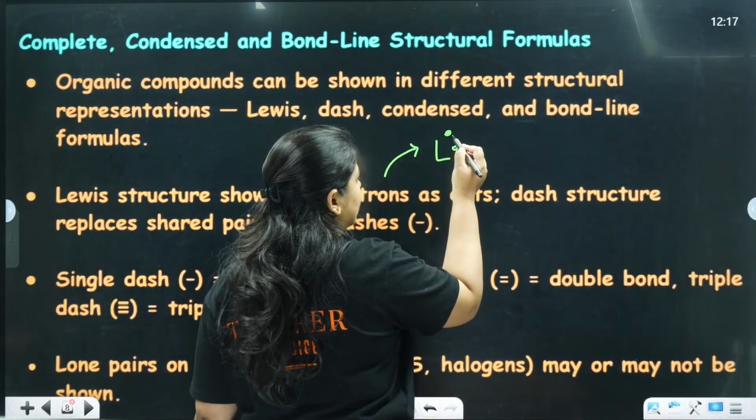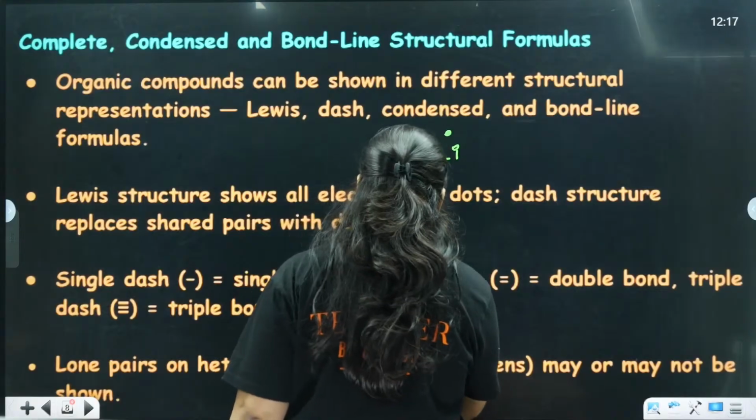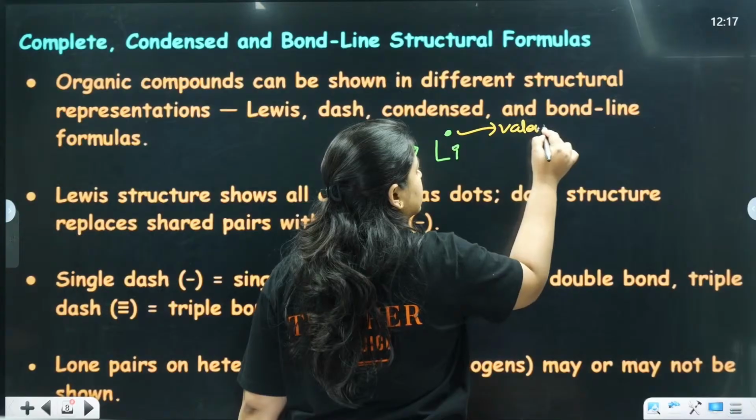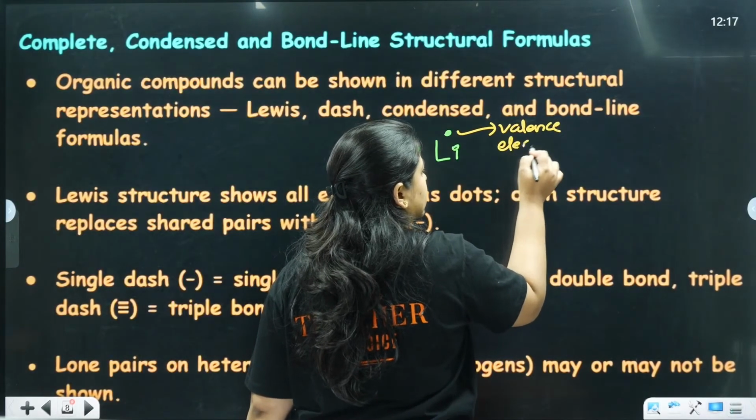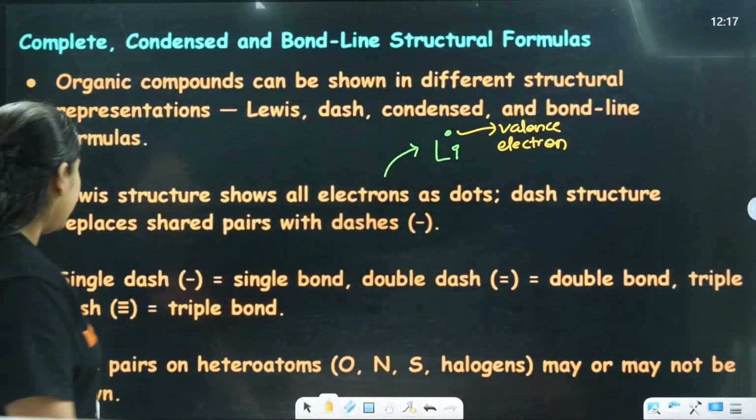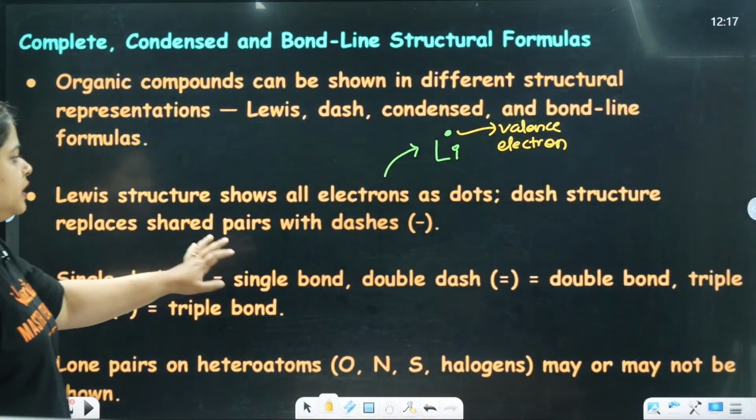Lithium's outermost shell, the valence shell, how many electrons? 1 is there, right? Outermost shell is having 1. This is the valence electron. That is going to be the valence electron. Done. Next, now replace the shared pair with the dashes.